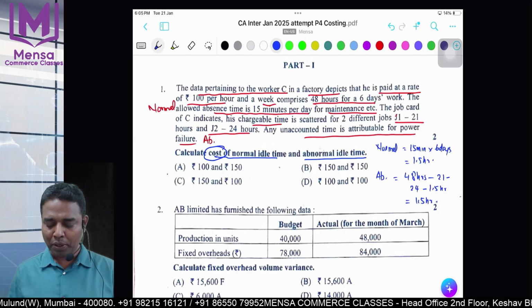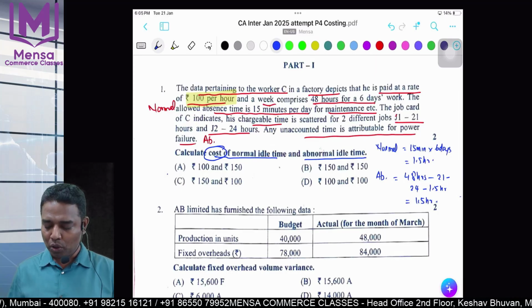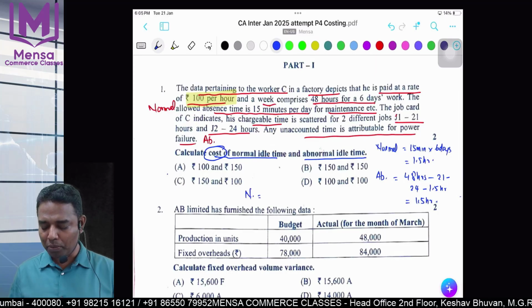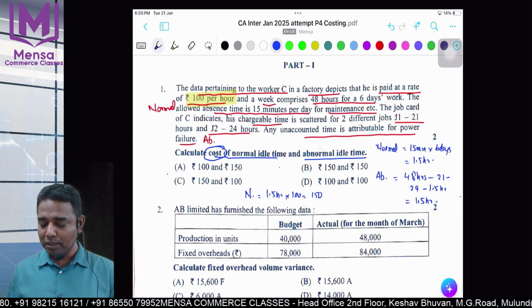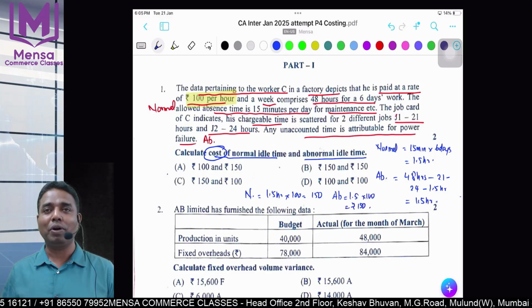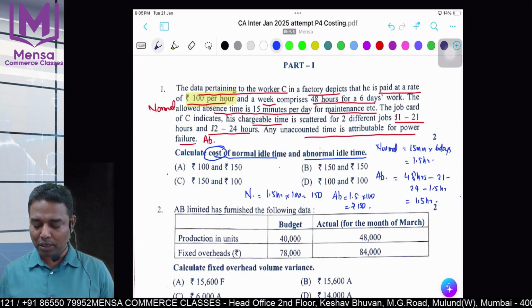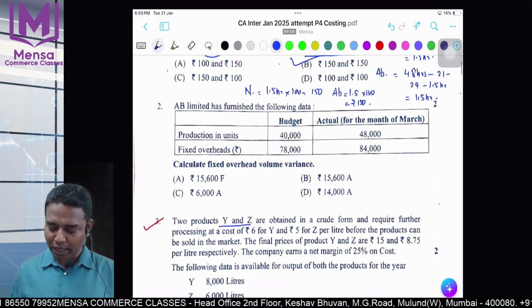And what is the rate? The rate is 100 rupees per hour. That's the rate we are paying him. So obviously the charge for normal idle time will be 1.5 hours into 100 rupees, that comes to 150 rupees. Same as for abnormal, it is 1.5 hours into 100 rupees, that comes to rupees 150. So I hope now the option is clear. That is option number B. Moving on to the next one.